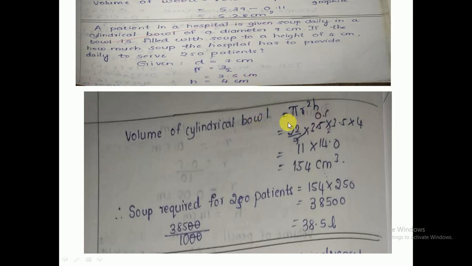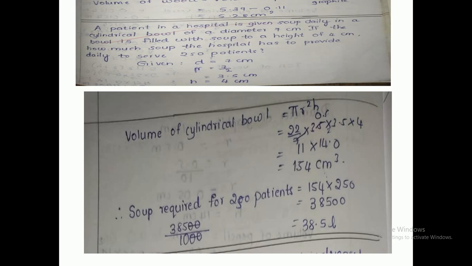Volume of the cylindrical bowl is pi r square h, that is 22/7 into 3.5 into 3.5 into 4. So after the calculation we got the answer, 154 centimeter cube. This is for one patient, 154 centimeter cube of soup needed.